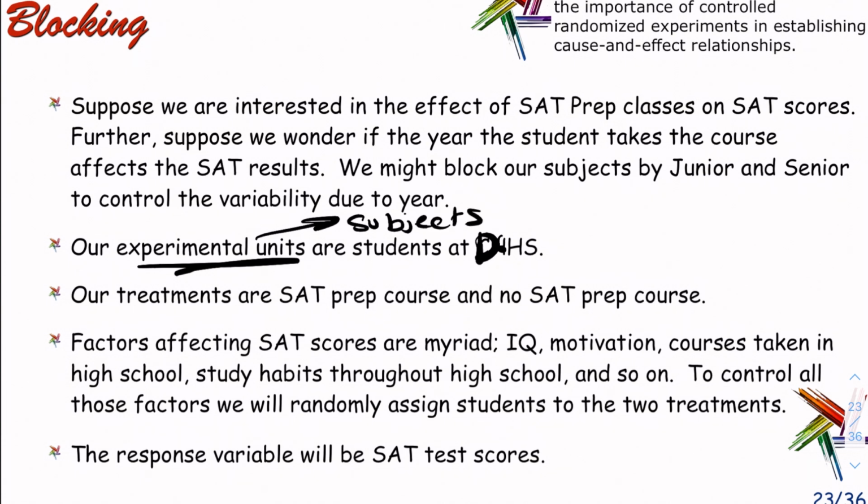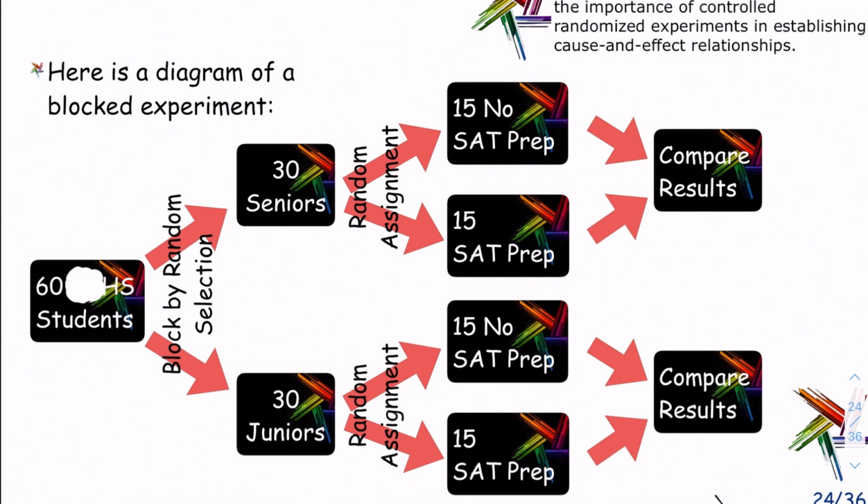Our treatments are SAT prep course and no SAT prep course. So either you take the 0 hour or you don't take the 0 hour class. Our factors affecting SAT scores are a lot. I mean, there's IQ, motivation, courses taken in high school, study habits throughout high school, and so on. To control all those factors, we will randomly assign students to the 2 treatments. And this is what makes this an experiment. The response variable will be SAT test scores. That's what we will see and measure after we've implemented this.